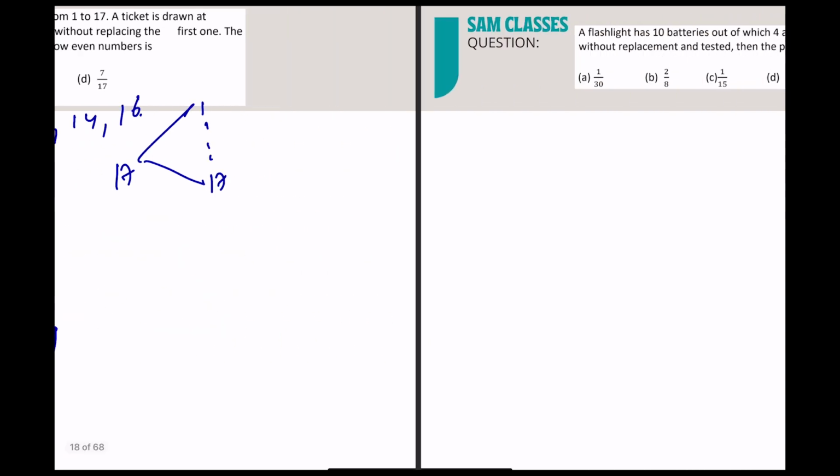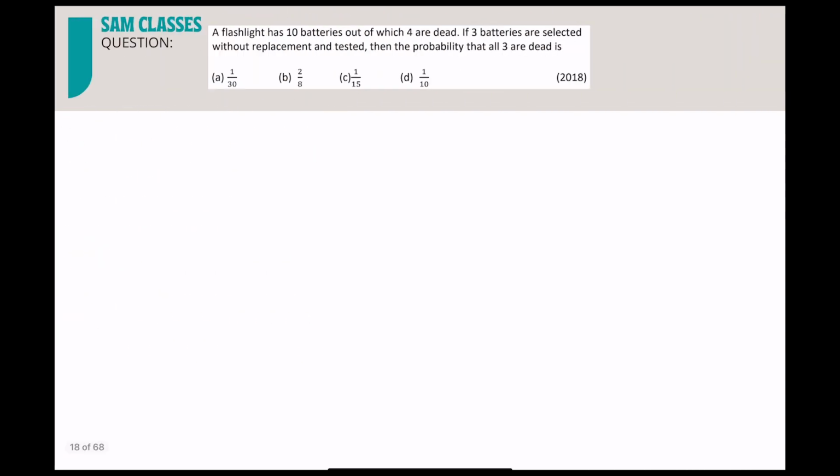Okay. Next. A flashlight has 10 batteries, out of which 4 are dead. So 3 batteries are selected without replacement and tested. What is the probability that 3 are dead? Very simple. We'll go by permutation and combination. If you want to know the probability that all 3 are dead, you have to choose from these 4 dead batteries. So 4C3, and total is how much? 10C3. That's it. Solve it, you'll get the answer.